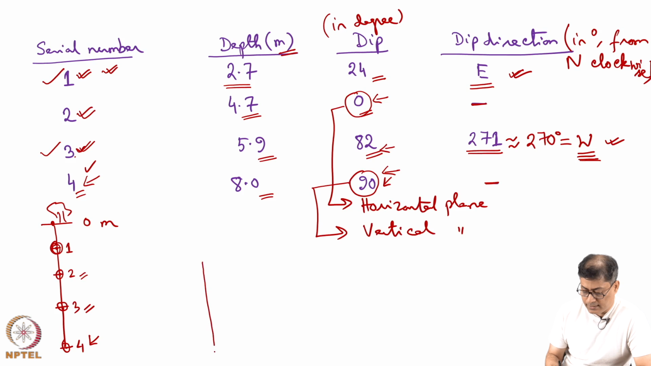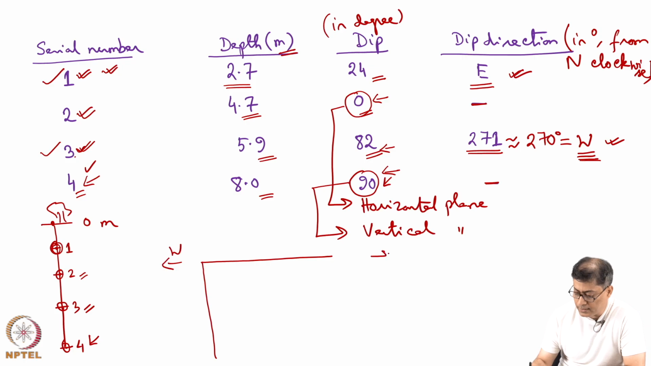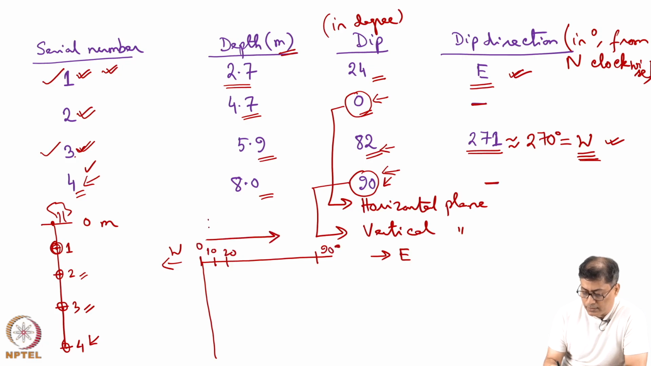So, we have to create a scale. We can use graph sheet. In this graph, I define this side as the geographic west and this side as the geographic east, and over here I define the dip, 10 degree, 20 degree and it goes up to 90 degree. This is 10, this is 20 and this is 0. That means we are plotting here the dip amounts.